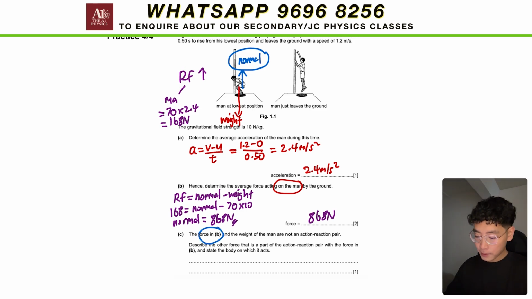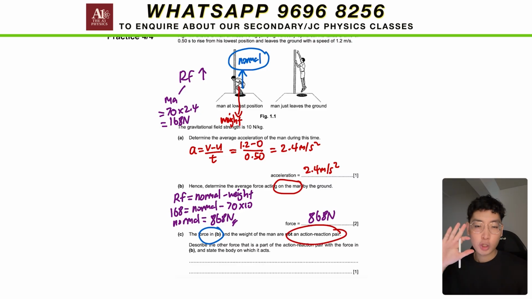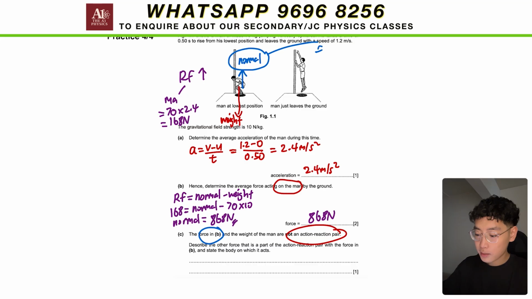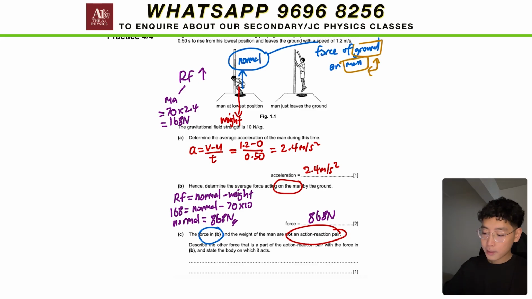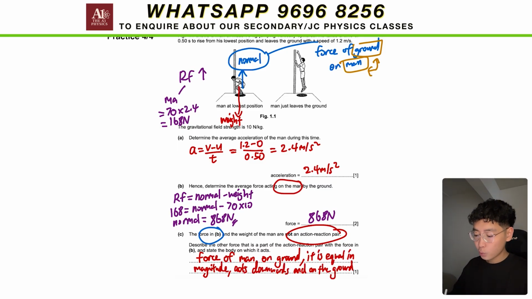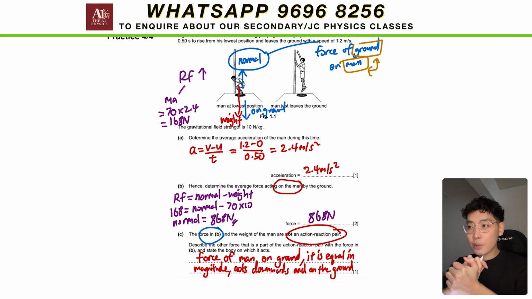Okay, so for B, the normal force and the weight are not an action-reaction pair. This one we covered just now. So what is the force that is the action-reaction pair with the normal, right? Remember that normal is the force of ground acting on the man. And to find the action-reaction pair, we just swap these two words around, right? So the action-reaction pair will be the force of man on the ground. Okay, so just to be safe, you also want to say that it is equal in magnitude. It acts downwards because we're talking about this force over here acting on the ground. Okay, so that's the idea with action-reaction pairs.